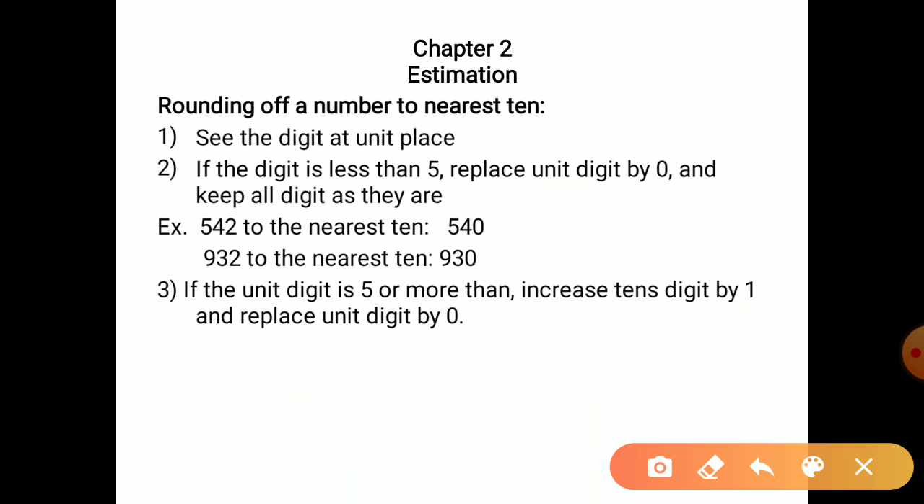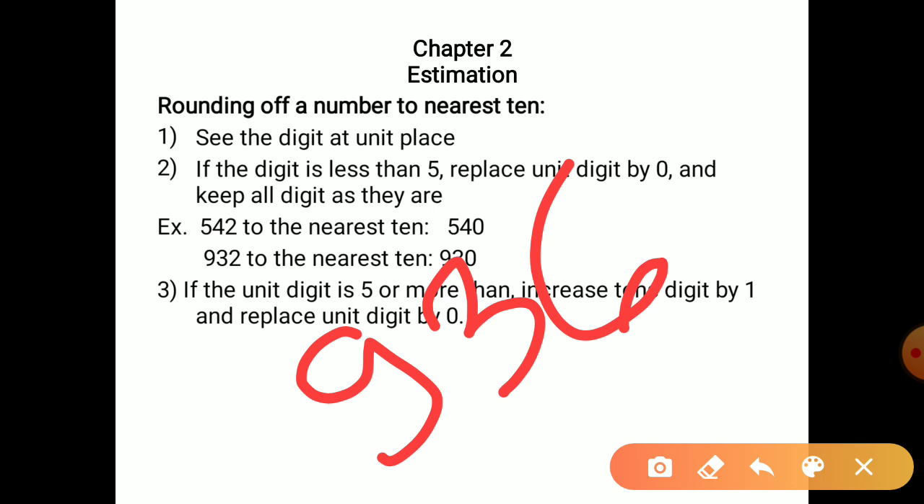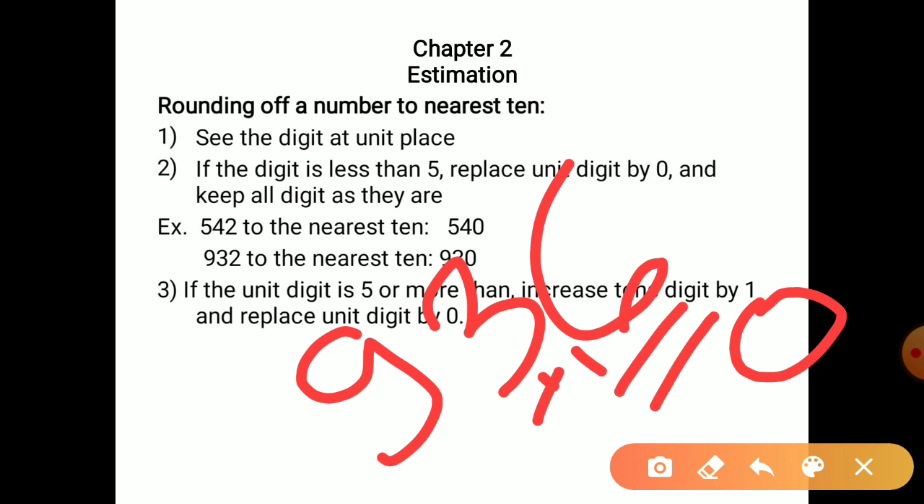Take one more example in which our unit digit is more than 5. Suppose my number is 936. Now my unit digit is more than 5. So what we will do, we will make this digit 0 and we will add 1 to the next digit, that is 3. 3 plus 1 is 4, and we keep the next digit as it is. We will write 9. So our answer will be 940.